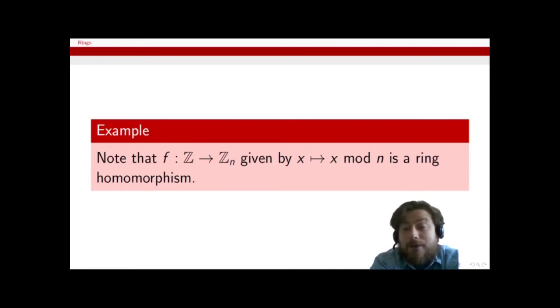If I then move on and ask, does this respect the addition? Well, we've proven in the past that mod n does indeed respect the addition. That is, if we take a is congruent to b mod n and c is congruent to d mod n, then a plus c is congruent to b plus d mod n. It also respects the multiplication, so a times c would be congruent to b times d mod n. So this indeed would be a ring homomorphism.